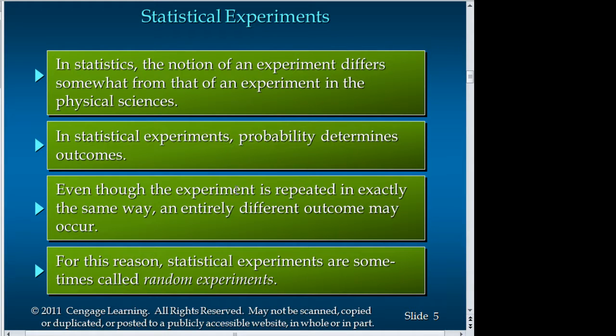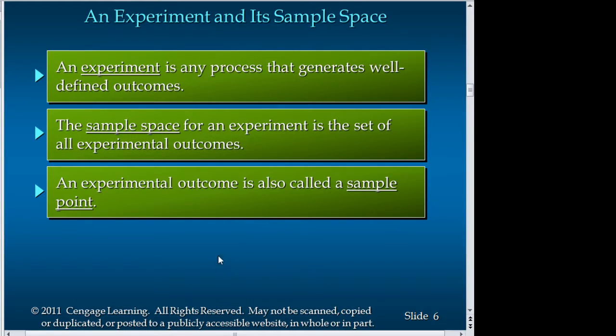Even though the experiment is repeated in exactly the same way, an entirely different outcome may happen. If you flip a coin exactly the same way, you can have tail, or sometimes you have head. So it's all different. The reason you have these different outcomes is what we call a random experiment. A statistical experiment is sometimes called a random experiment because you have a different random outcome, so to speak.